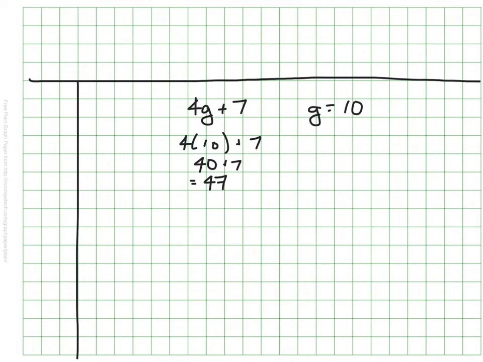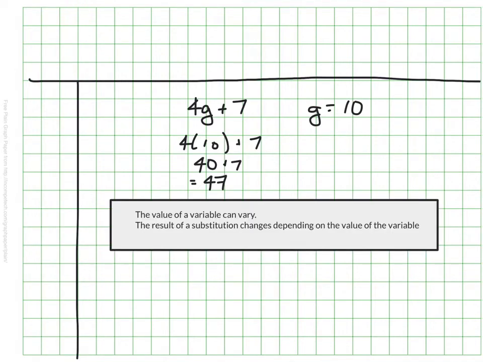And of course, the result would change if the value of g changed. So if we were told that in 4g plus 7, we wanted to figure out what it would be if g was 10, we would just replace that with a 10 and continue on to get our final answer of 47. The result changed because the value of g changed. After all, the value of a variable can vary, right? That's the key word, variable. It can change, and the result of your substitution changes depending on the value of the variable.